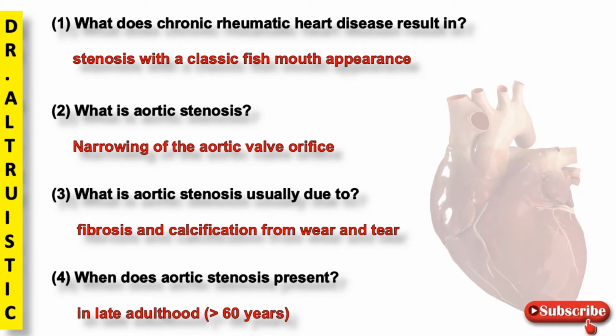1. What does chronic rheumatic heart disease result in? Stenosis with a classic fish mouth appearance. 2. What is aortic stenosis? Narrowing of the aortic valve orifice. 3. What is aortic stenosis usually due to? Fibrosis and calcification from wear and tear. 4. When does aortic stenosis present? In late adulthood, greater than 60 years.